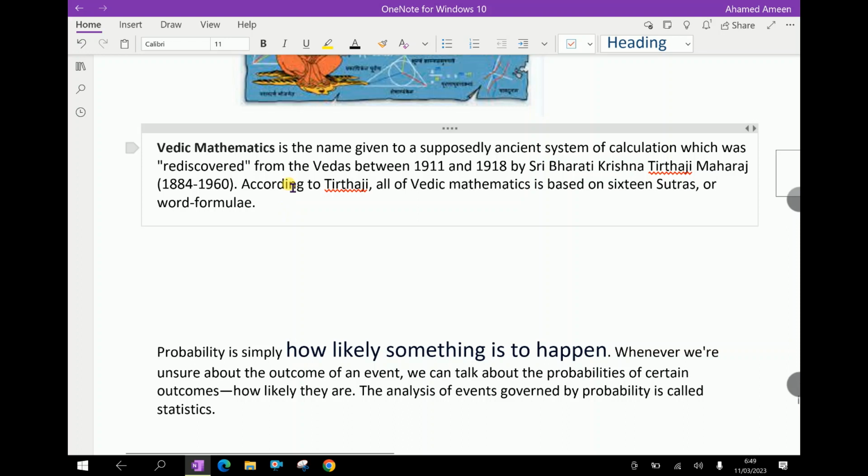Vedic mathematics is the name given to a supposedly ancient system of calculation which was rediscovered from the Vedas between 1911 and 1918 by Sri Bharati Krishna Tirthaji Maharaj. According to Tirthaji, all of Vedic mathematics is based on 16 sutras or word formulas.